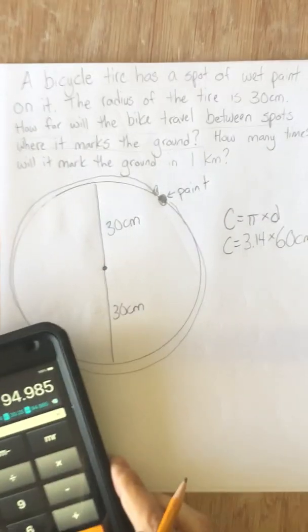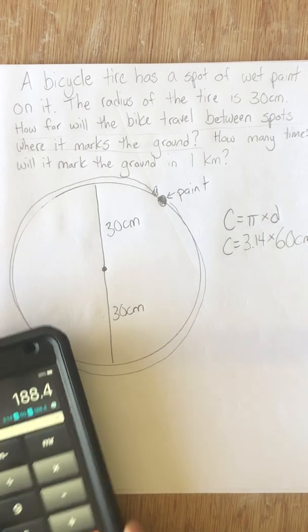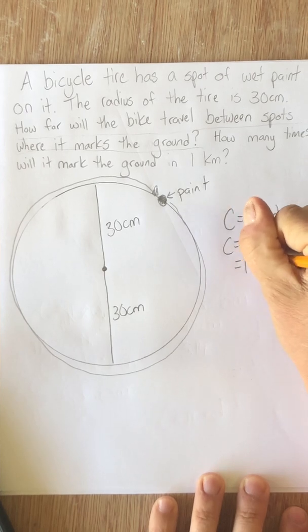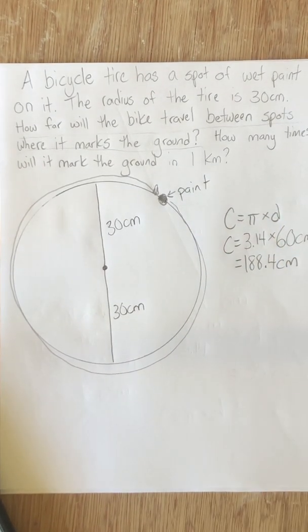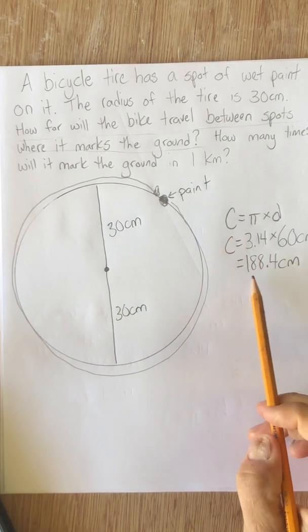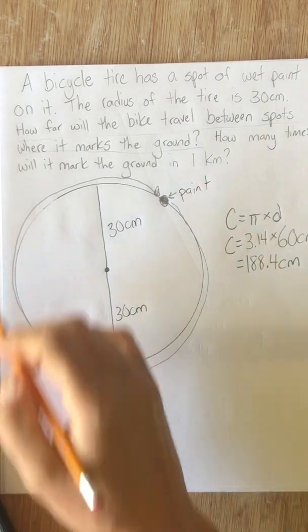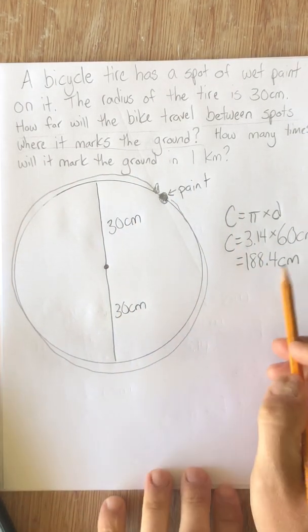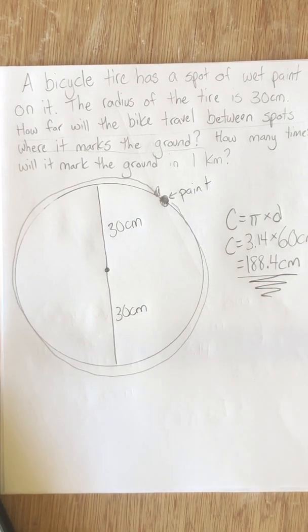And what do I get for that? 3.14 times 60 is 188.4 centimeters. So what that tells me is that every 188.4 centimeters, this tire is going to do a full rotation, and that paint is going to mark a spot on the ground. So there's my answer to my first part. Every 188.4 centimeters, my tire is going to leave a paint mark on the ground.